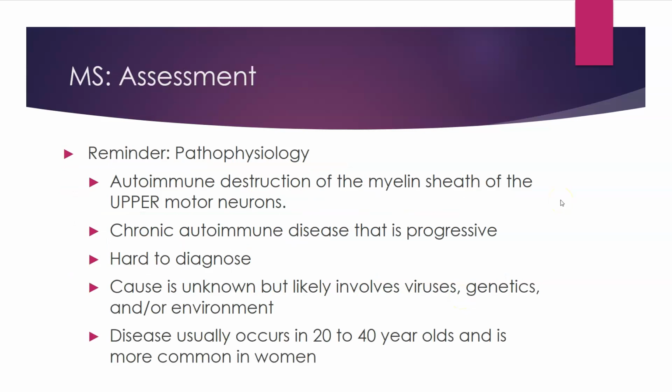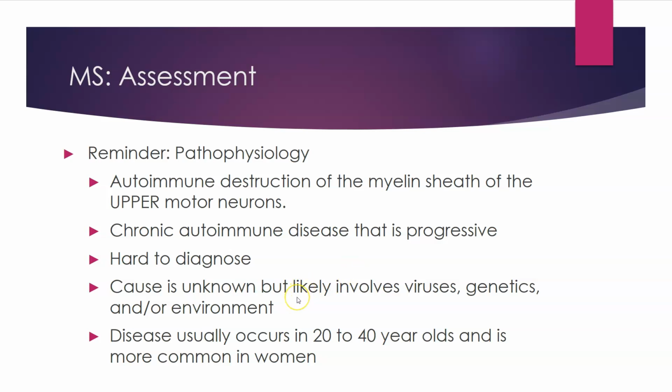So when we talk about multiple sclerosis, remember that the pathophysiology of this is that there's autoimmune destruction of the myelin sheath related to upper motor neurons. This is a chronic autoimmune disease that unfortunately is progressive. This is hard to diagnose, and unfortunately multiple patients will have multiple hospitalizations prior to a correct diagnosis with this one.